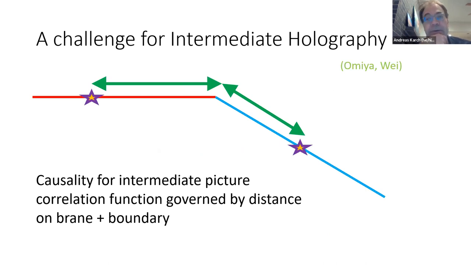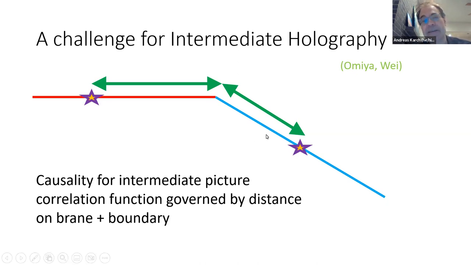So all seemed nice and good until a paper came out a year and a half ago by Omiya and Wei, who presented some significant challenges to this whole idea of intermediate holography. They pointed out, in a really kind of trivial calculation that people should have seen before, that there are significant issues with causality if you believe in this intermediate picture. The basic idea is what I have here in pictures.